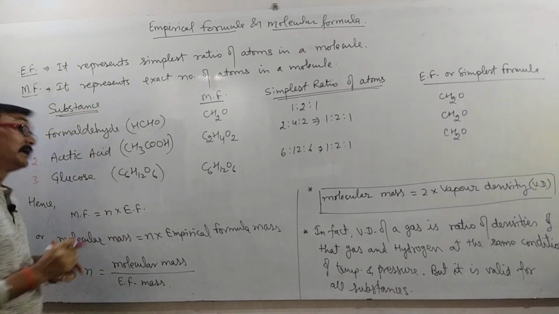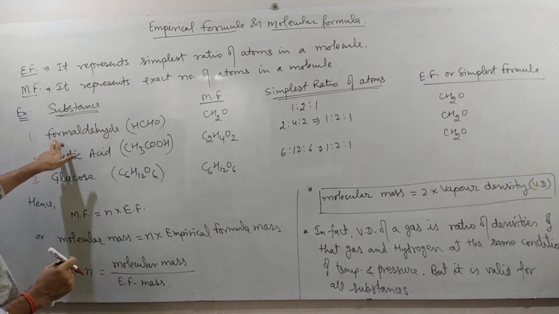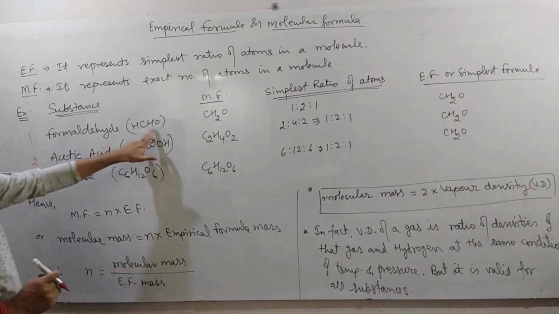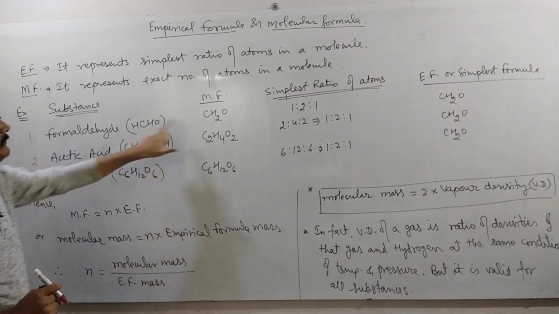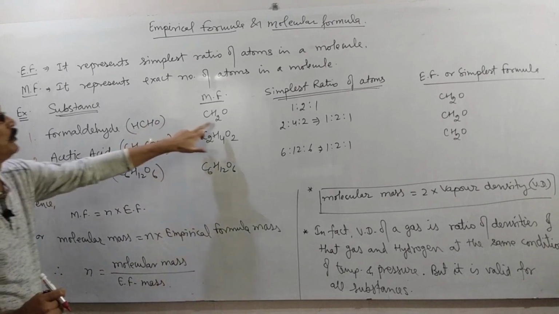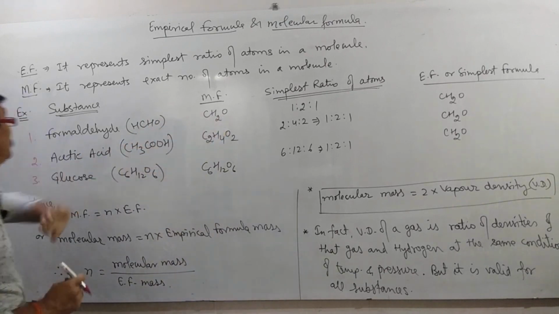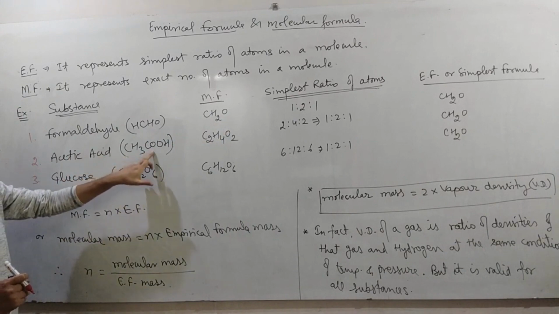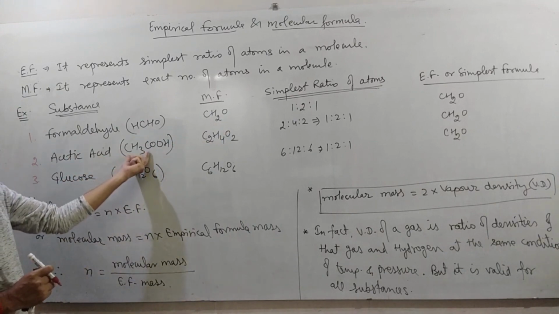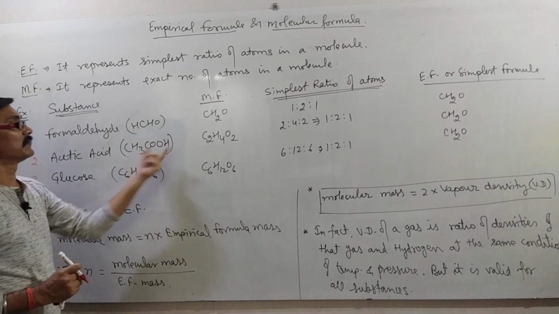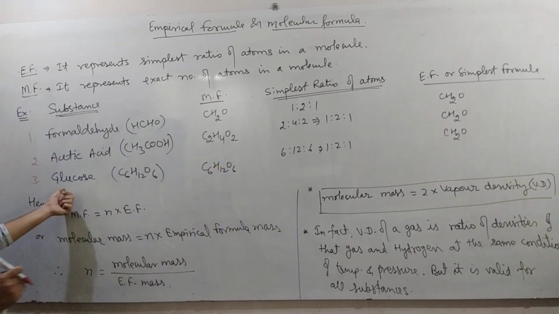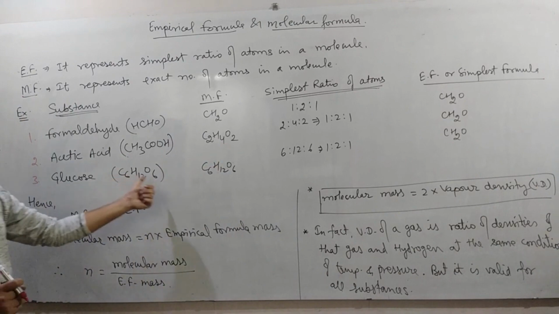Up to 10th, you all know very well. Formaldehyde, HCHO: number of carbon atoms 1, number of hydrogen atoms 2, and oxygen is 1. Now acetic acid, CH3COOH: carbon atoms 2, hydrogen 3 plus 1, 4, 2 oxygen atoms, C2H4O2. And glucose is C6H12O6.